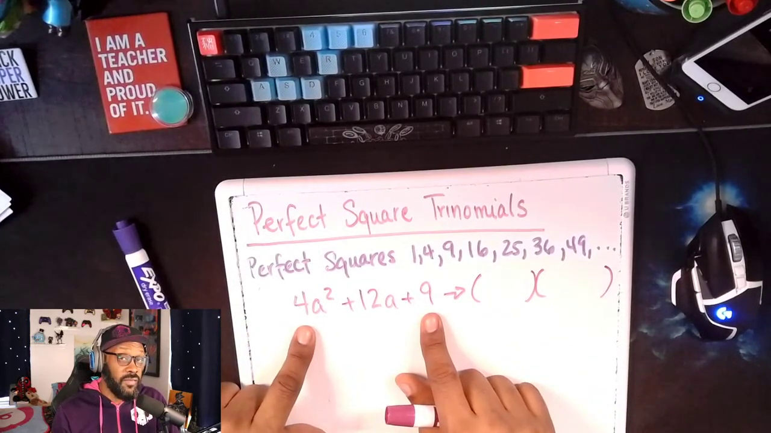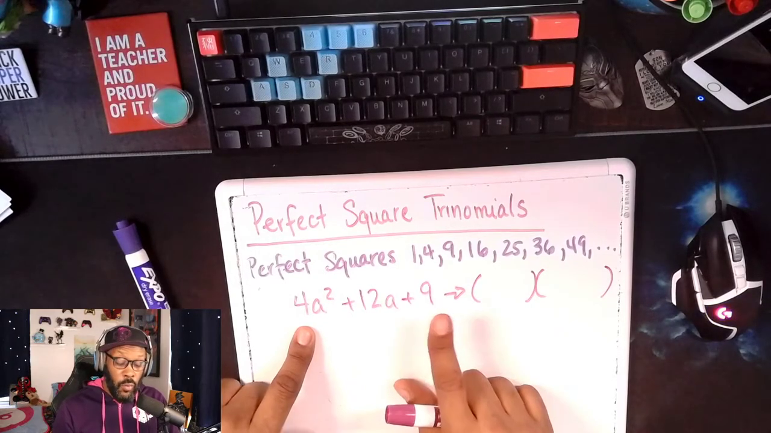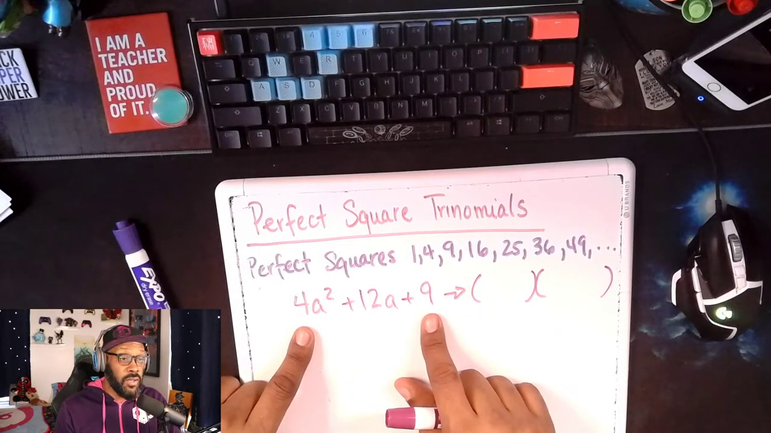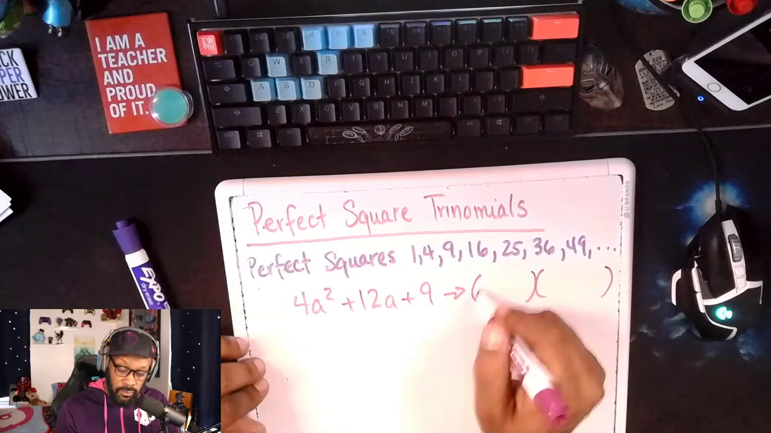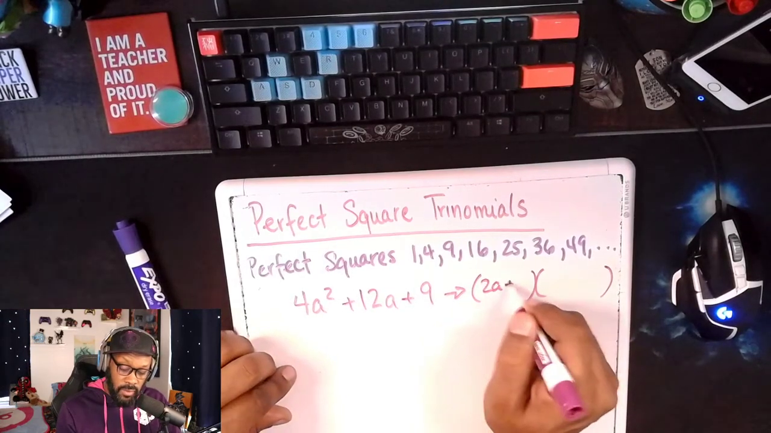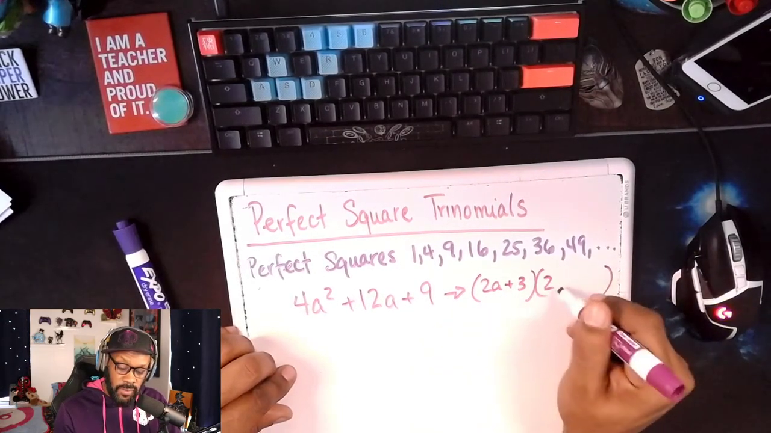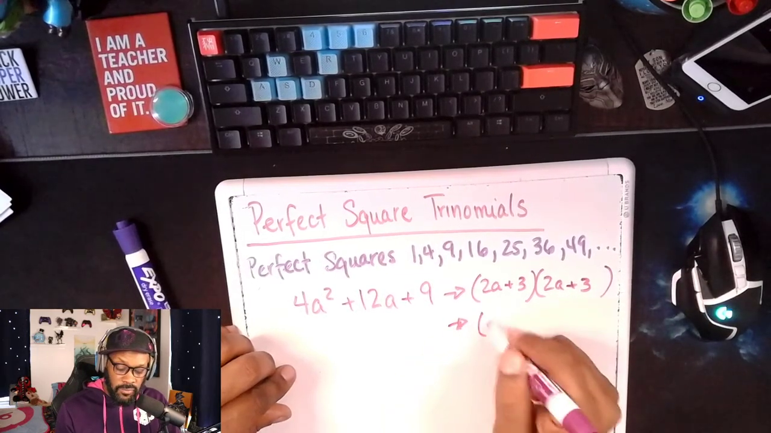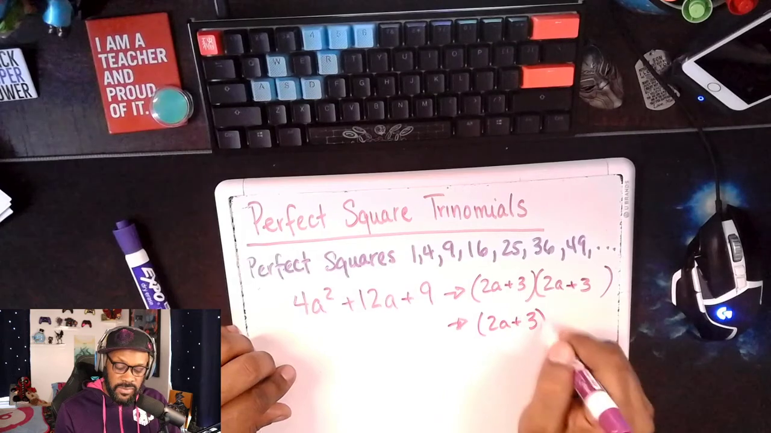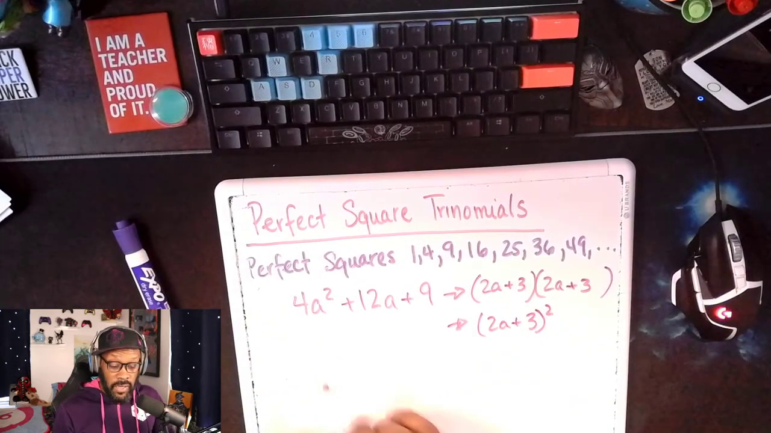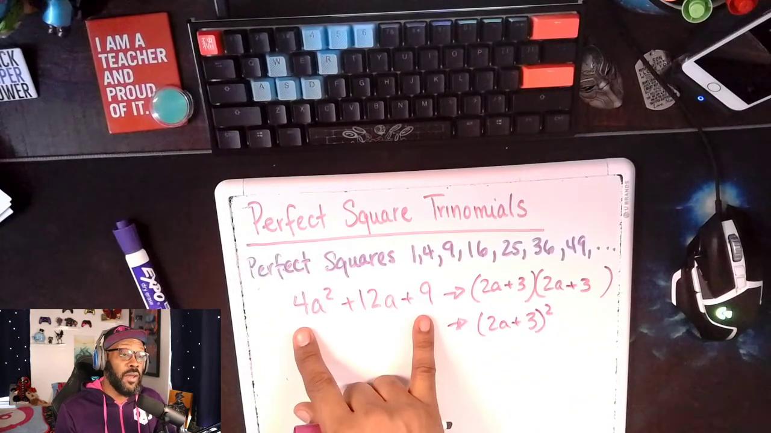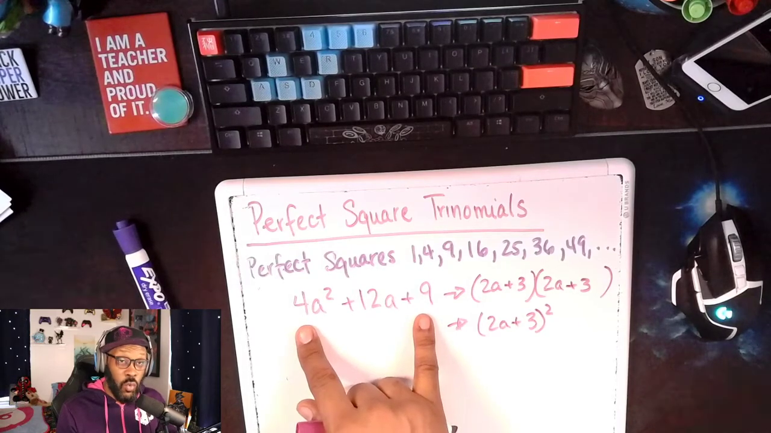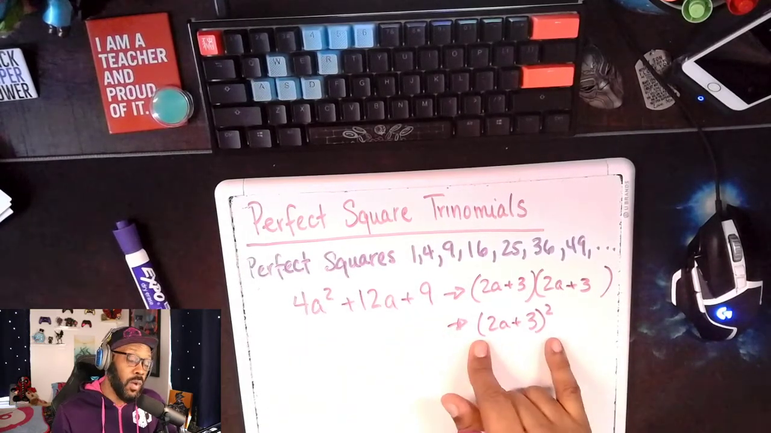What are the factors of 4? 2 and 2. What are the factors of 9? 3 and 3. So 2 and 3: 2a plus 3, 2a plus 3, or, in the factored form, this is suitable as well. Because this trinomial contains two perfect squares, that's why we're able to do this.